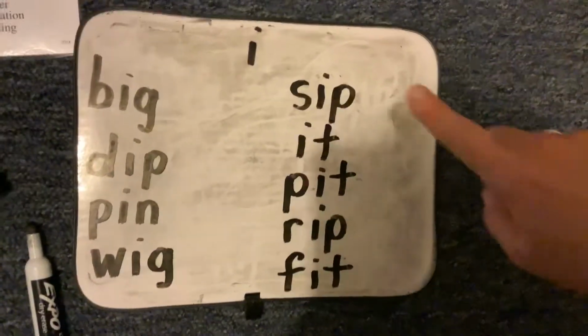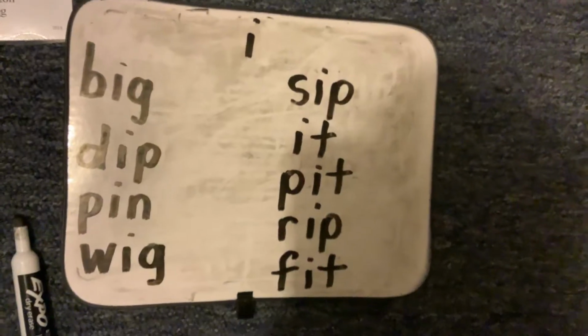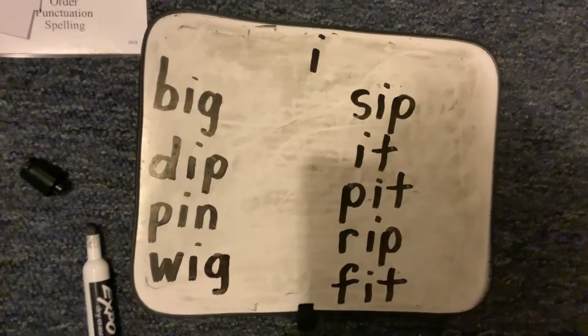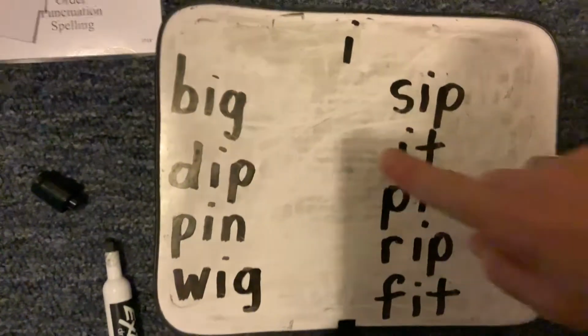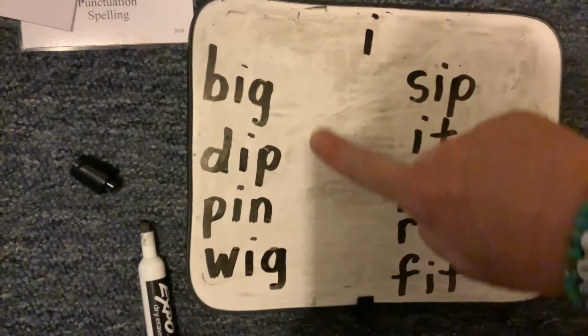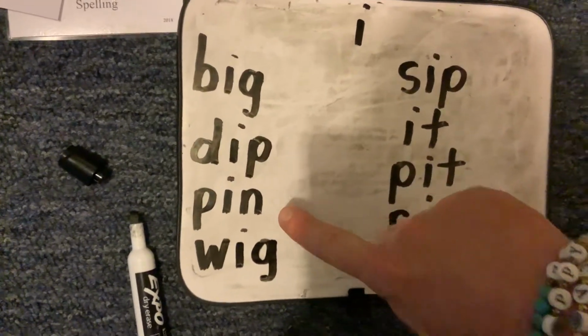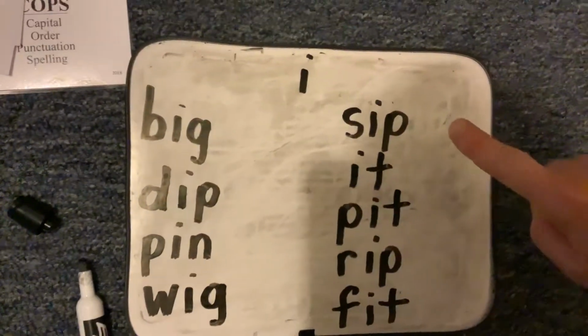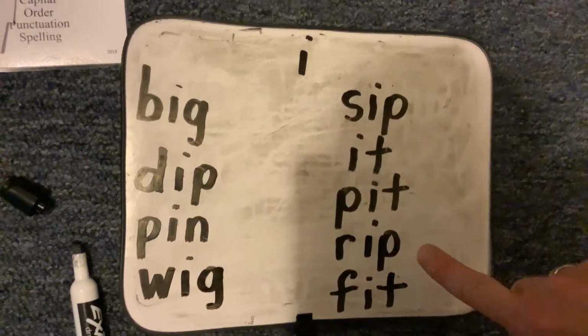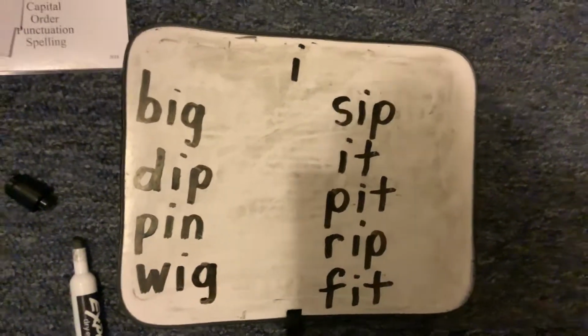And a sip is a tiny drink. You take a sip of milk maybe at lunch through your straw. All right, let's try reading these again. You read them at the same time or echo me. Ready? Big, dip, pin, wig, sip, it, pit, rip, fit.